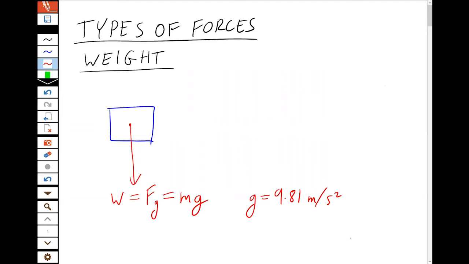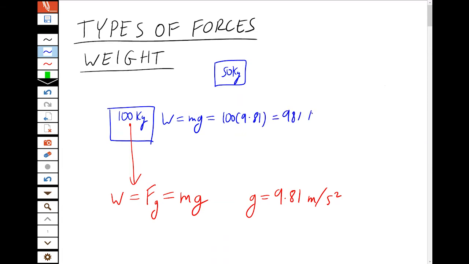And sometimes it's useful to work these weights out at the start of the problem. For example, if you have a 100 kilogram mass and somewhere else you have a 50 kilogram mass in the problem, there's not much point having to interrupt your calculations later to work those out. So sometimes it makes sense just, okay, the weight of this is the mass times the acceleration due to gravity. 100 times 9.81 is 981 newtons. And likewise, the weight of this is 50 kilograms times 9.81.